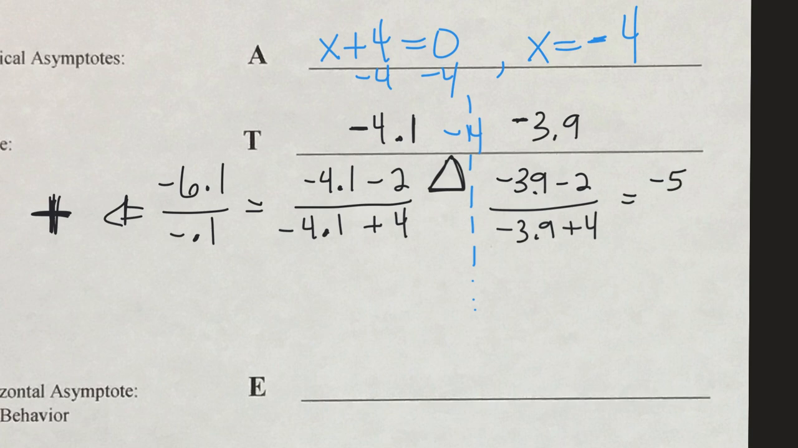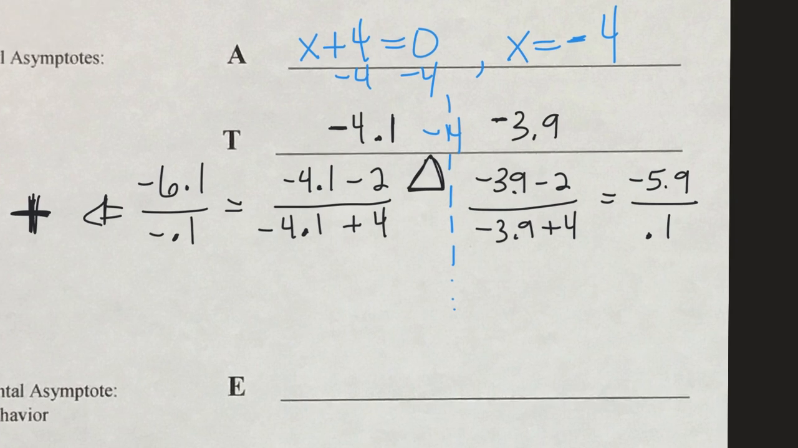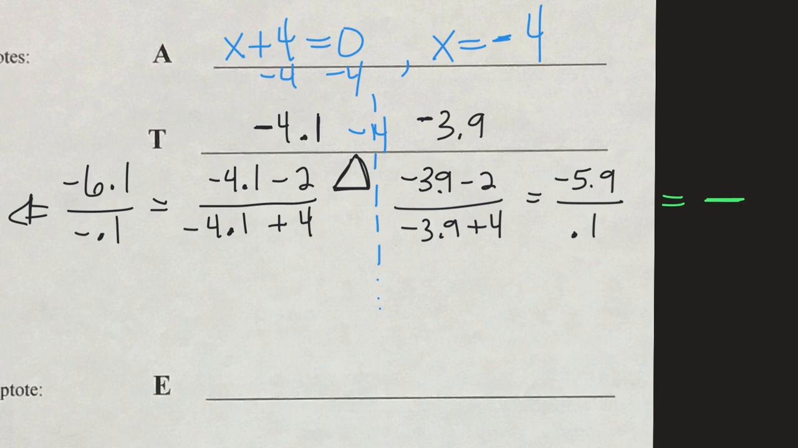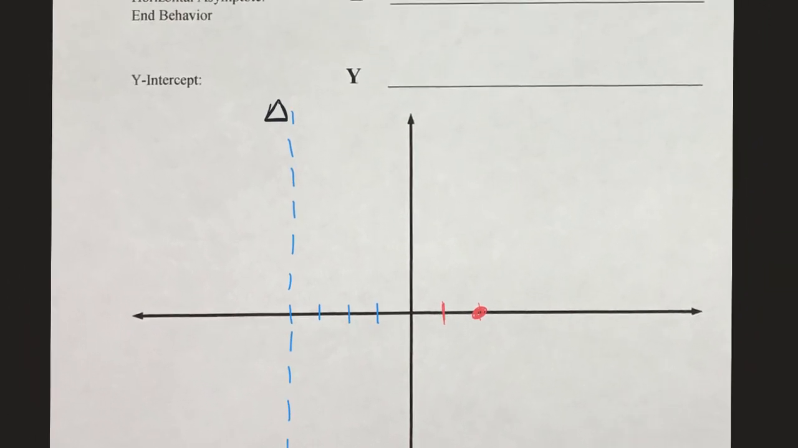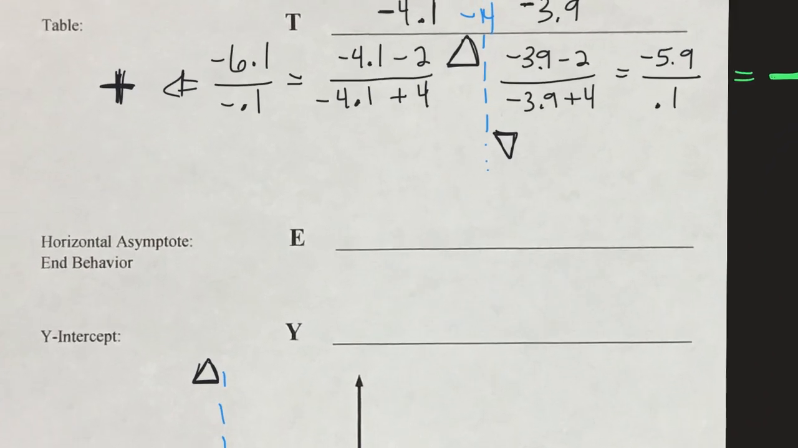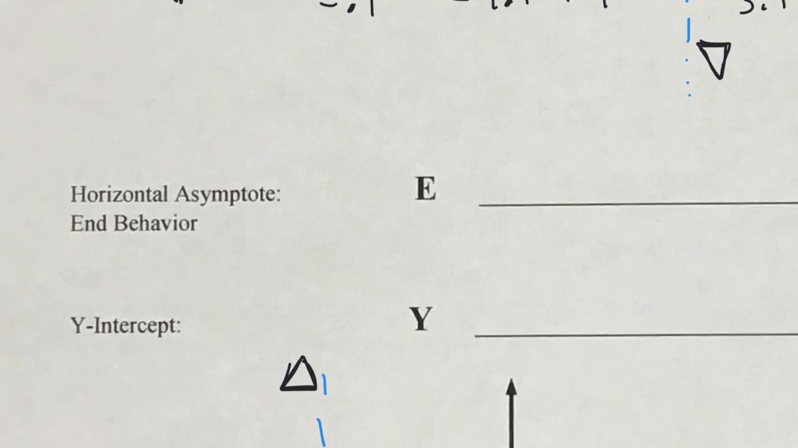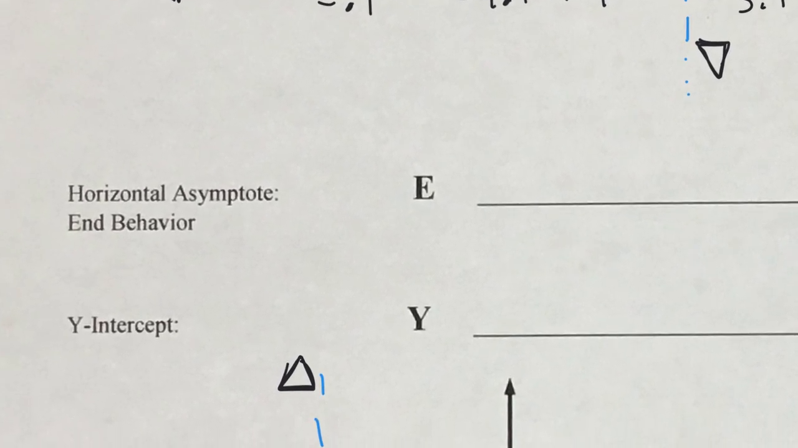So on top, I get negative 5.9, and on the bottom, I get positive 0.1, okay, which is all well and good, but the fact remains that now this is a negative number, right? Negative 5.9 divided by 0.1 is negative 59, of course, says the calculator, which means our graph goes down. The negative means our graph arrow points down on the right side of your asymptote. And that's what we want to know. Is the arrow going up to infinity if it's positive, and is the arrow going down to negative infinity if it's negative?